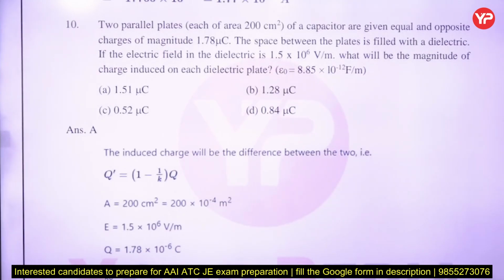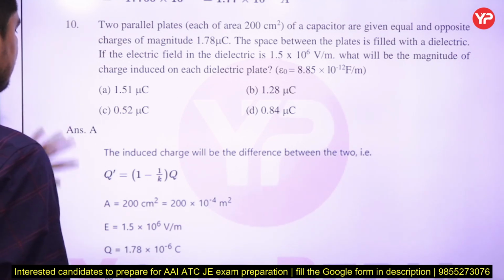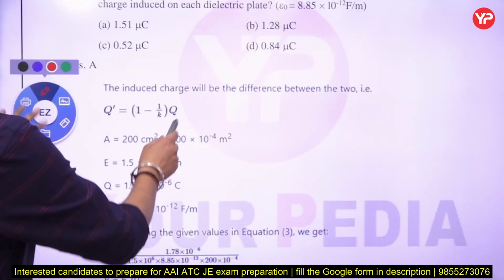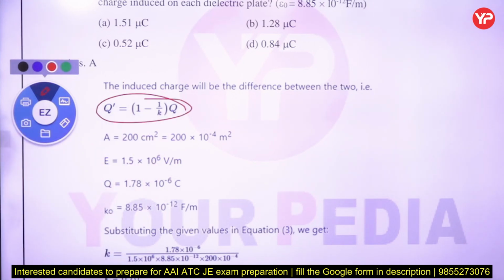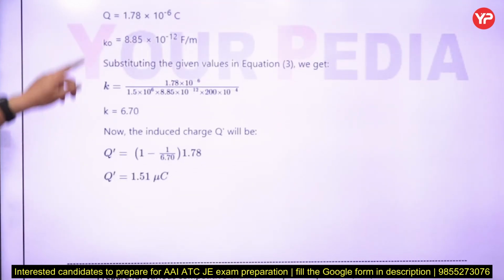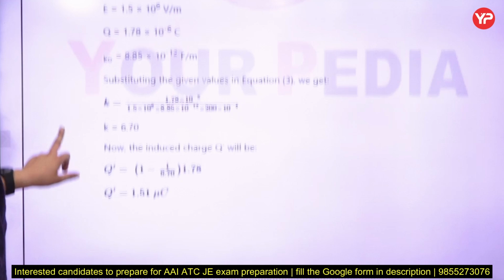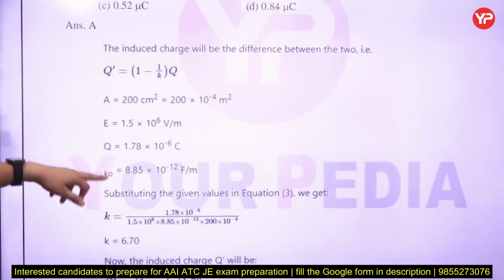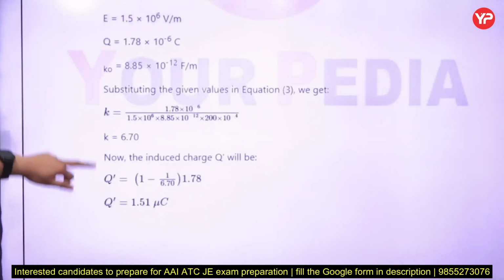Again, a parallel plate capacitor having equal and opposite charge of magnitude, and the space between the plates is filled with a dielectric. If the electric field in the dielectric is this, what is the magnitude of charge induced on each dielectric plate? The charge induced on each dielectric plate is given by this formula: Q dash equals 1 minus K into Q, right? Everything is given to you in the question. You can calculate the value of K from this, and when you get K, you can put that value there and you will get Q dash, right?